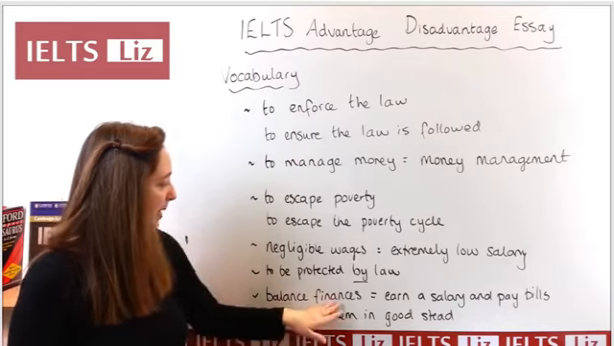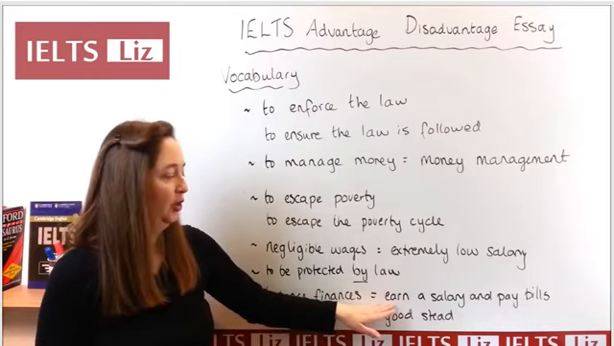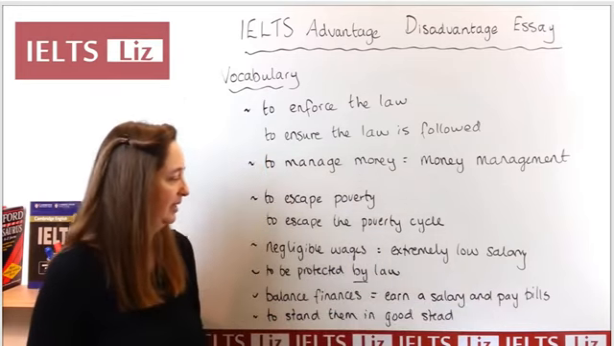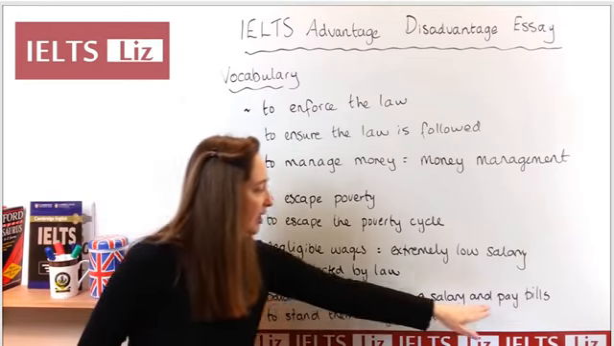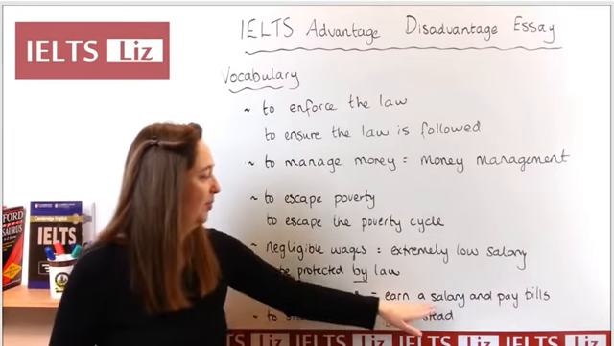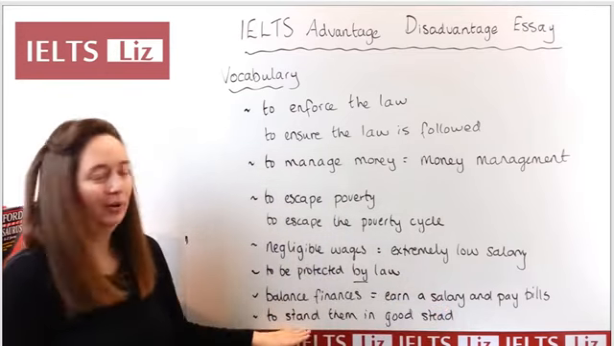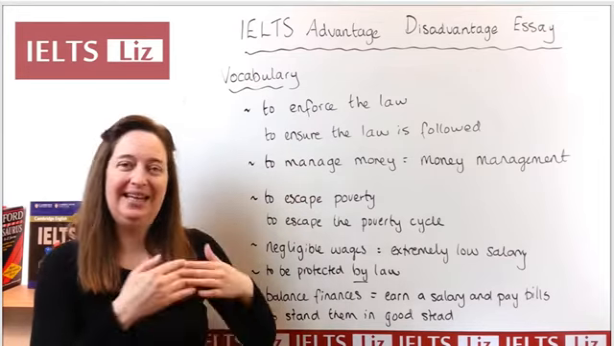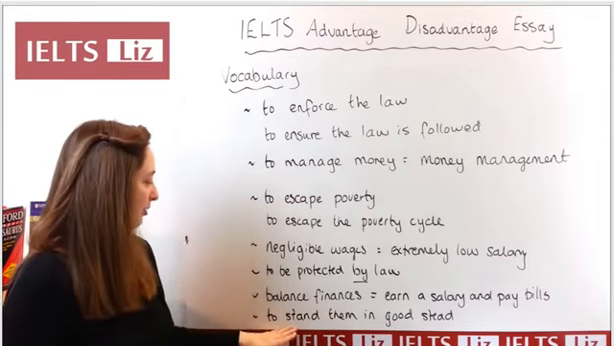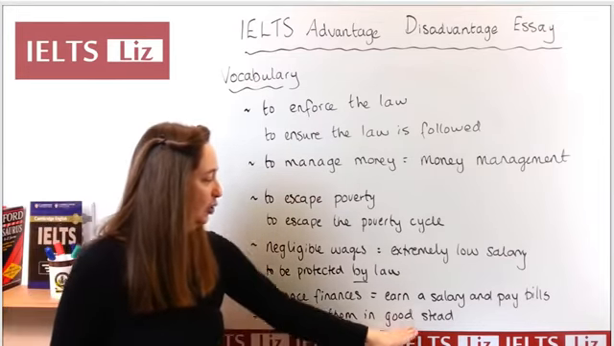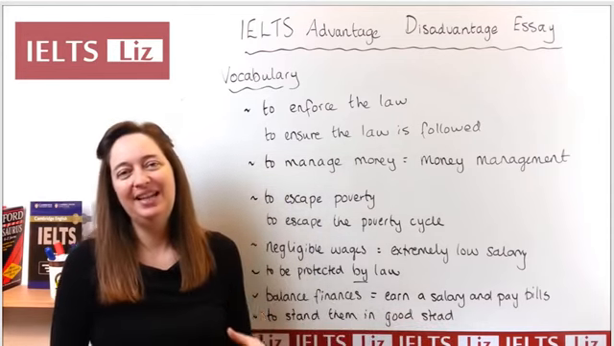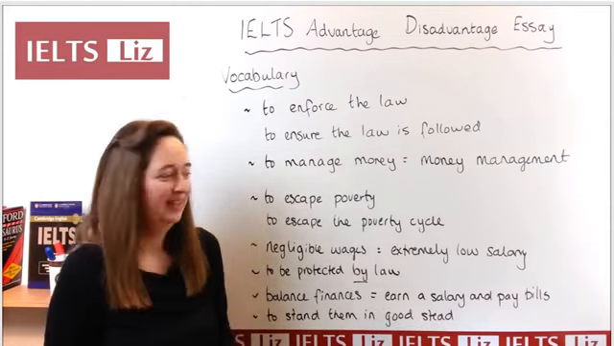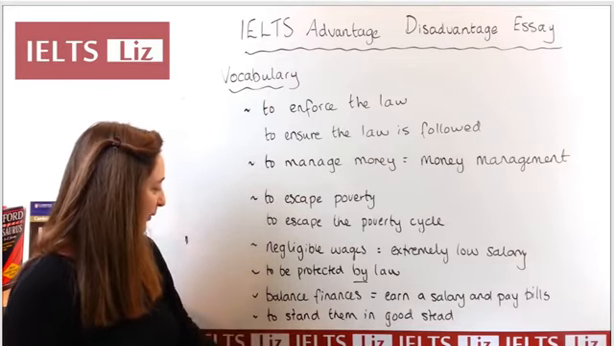We talked about balancing finances, and you can paraphrase that by writing to earn a salary and pay bills. Again, these are collocations, which is the right verb with the right noun. Now, in the alternative outweigh model essay, in the conclusion, I wrote about to stand them in good stead. Now, this is idiomatic and very suitable for essay writing. So again, very high band score.